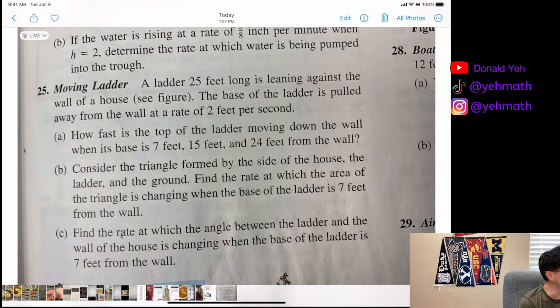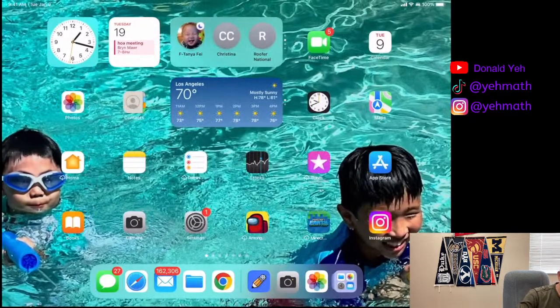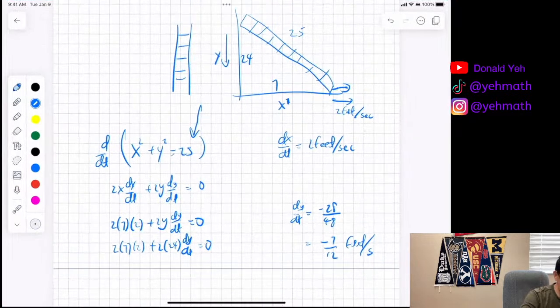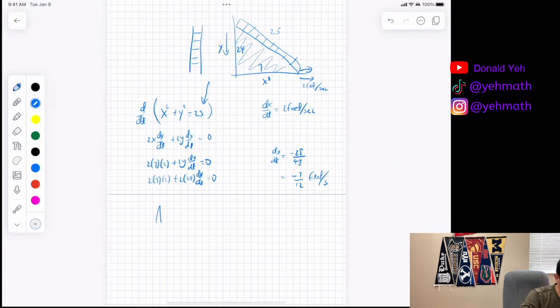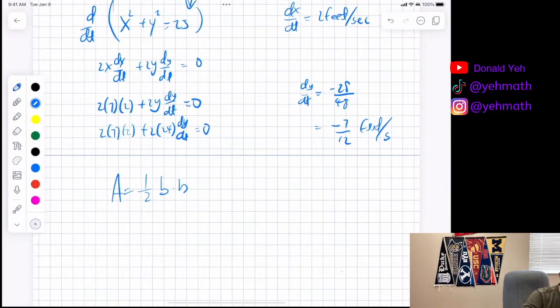So now the relationship has changed. What am I paying attention to right here? The area. Okay, so let's look at the area. The area of this part right here, this is what I'm caring about. Area is equal to 1/2 base times height. Does that make sense? And then can I say area equals 1/2 x times y?